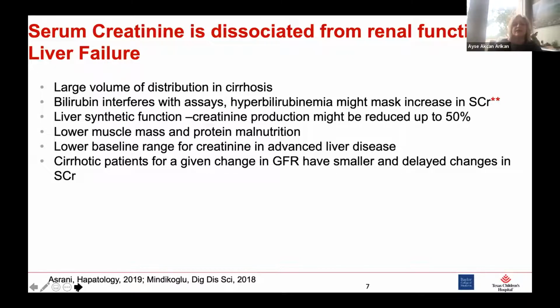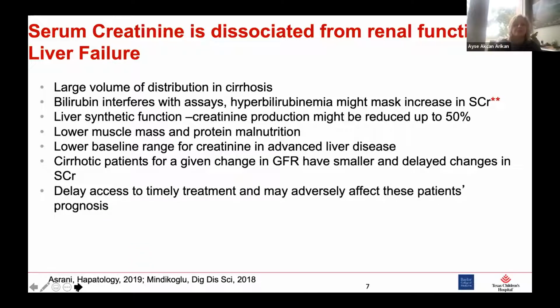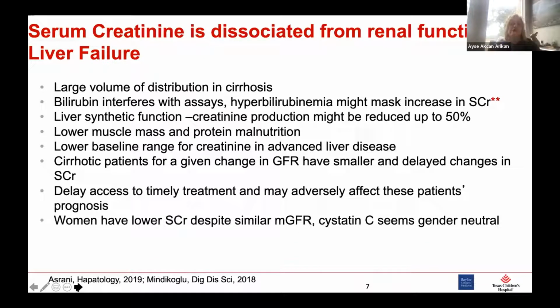Serum creatinine already lags behind an insult by about 36 to 48 hours due to the way creatinine is handled in the tubules. But in cirrhotic patients, this could be even later. What is the consequence of that? It delays access to timely treatment and has prognostic implications. Gender is important, especially in adults. Women have lower serum creatinine despite similar measured GFR.